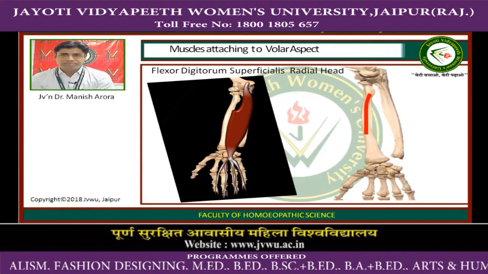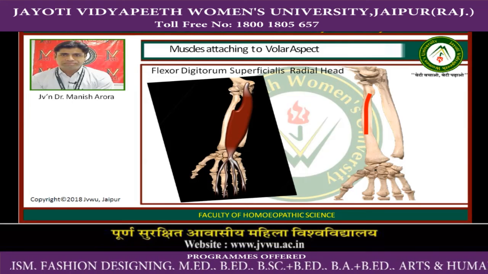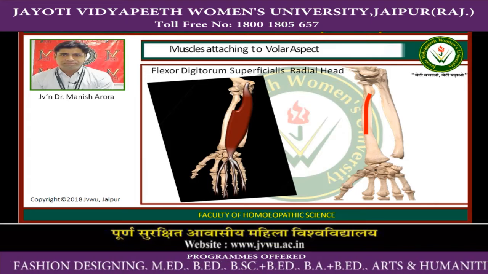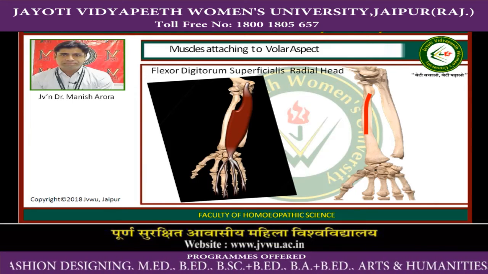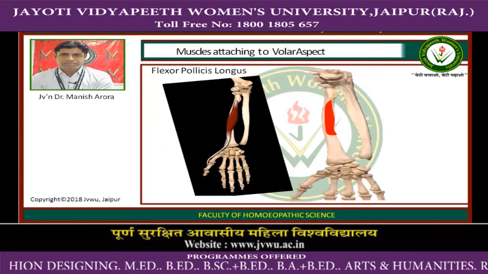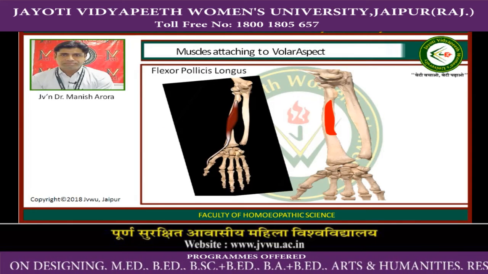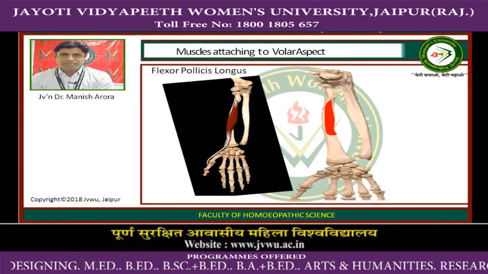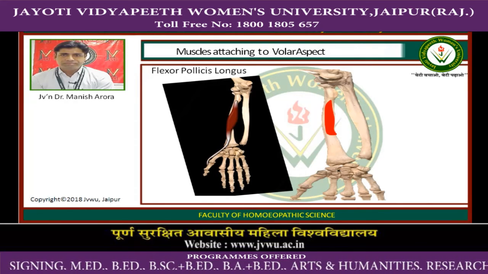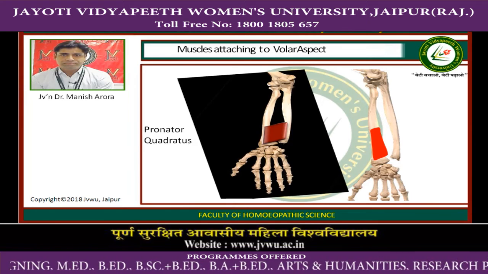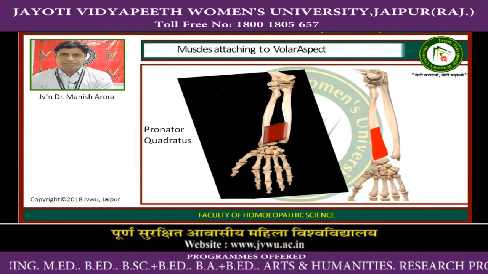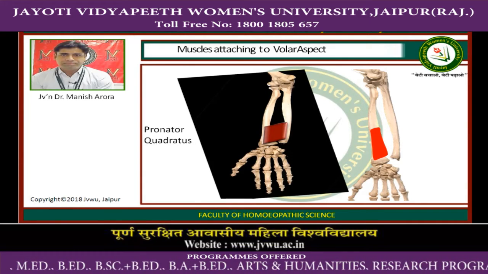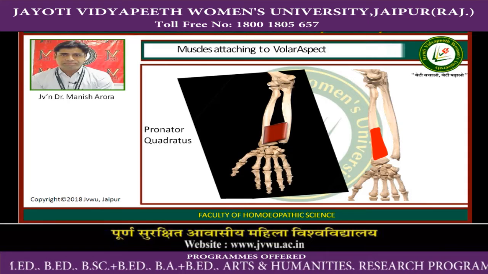Flexor digitorum superficialis, radial head. It is attached on the anterior oblique line of the radius. Flexor pollicis longus is attached on the anterior surface. Pronator quadratus is attached on the anterior surface near the distal end.